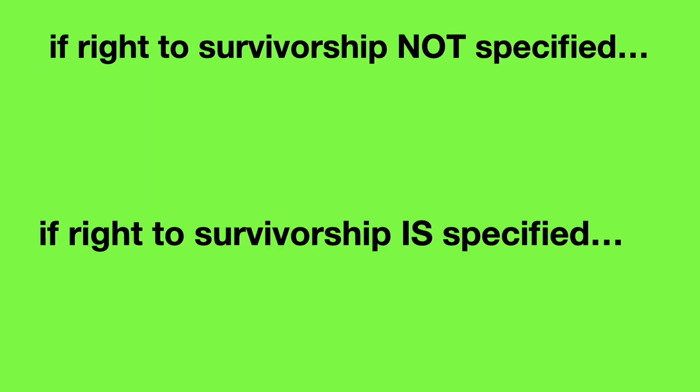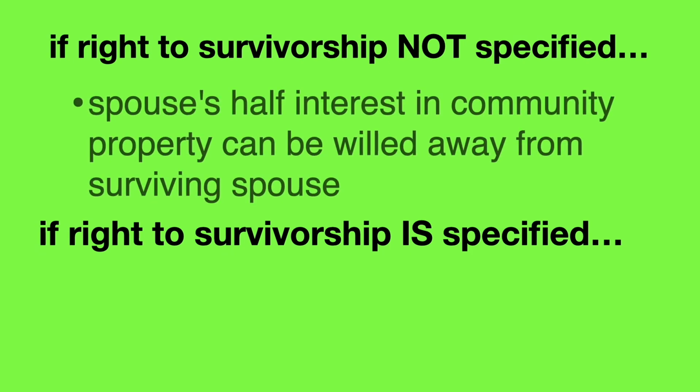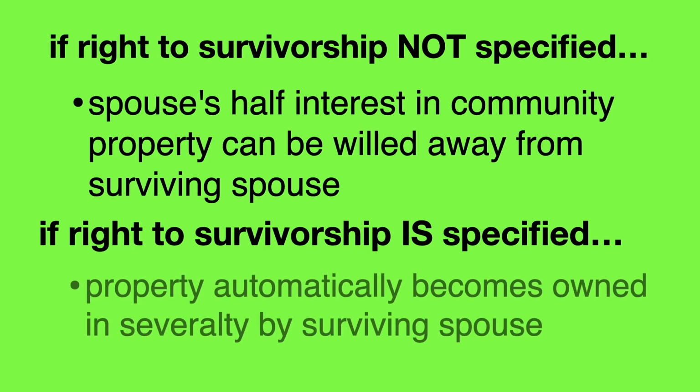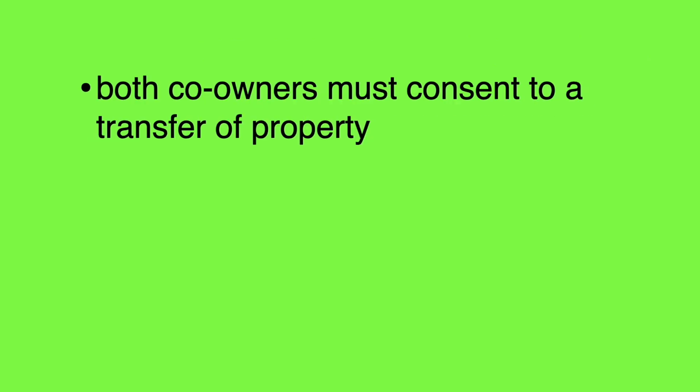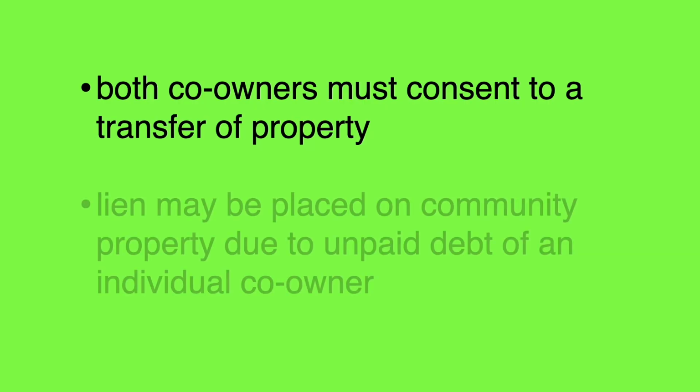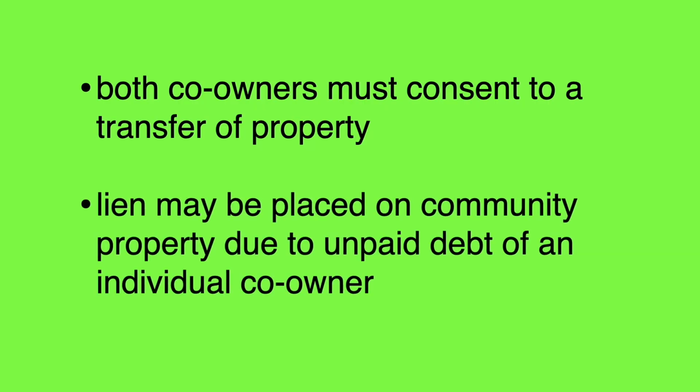If the right of survivorship isn't specified, a spouse or partner's half interest in the community property can be willed away from the surviving spouse or partner. When the right of survivorship is specified, the property automatically becomes owned in severalty by the surviving spouse. Both co-owners must consent to a transfer of the property. A lien may be placed on the community property due to unpaid debt of an individual co-owner.